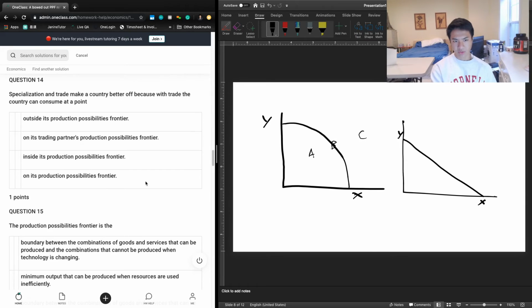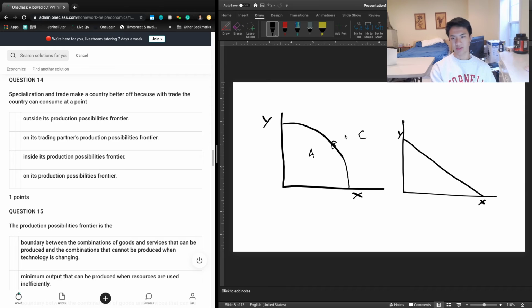Specialization and trade make a country better off because of trade the country can consume at a point outside its production possibilities frontier, on its trading partner's production possibilities frontier, inside or on its PPF. I think, yeah. And so again, we talked about this in the previous question about trade benefiting everybody, and we see that a two-good model in a PPF assumes that you don't trade, and to allow trade is to make it possible to reach previously unattainable points through specialization in trade.